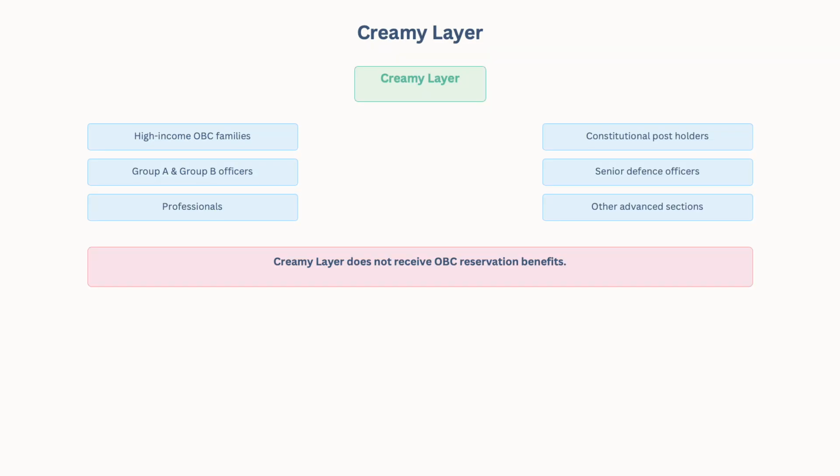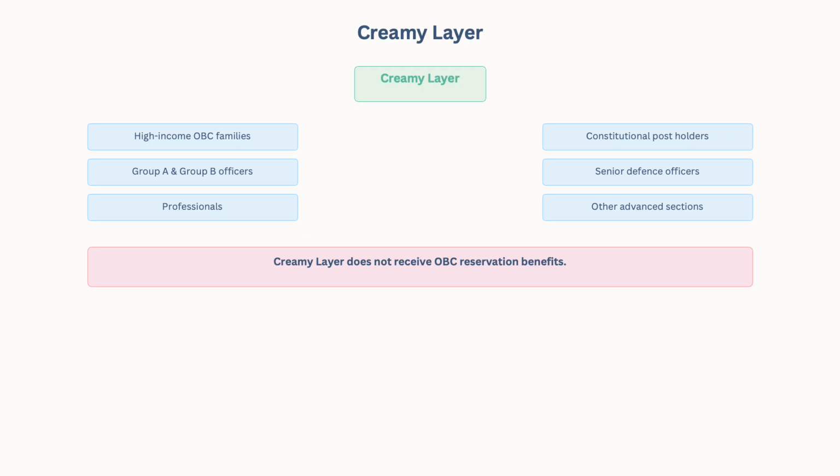Now, creamy layer. In the Indra Sawhney case, it also introduced the concept of creamy layer. A creamy layer is a layer created by the Indian government to decide who should get the reservation and who should not, on the basis of economic or financial status. Now, creamy layer is only for OBC, not for SC and ST.